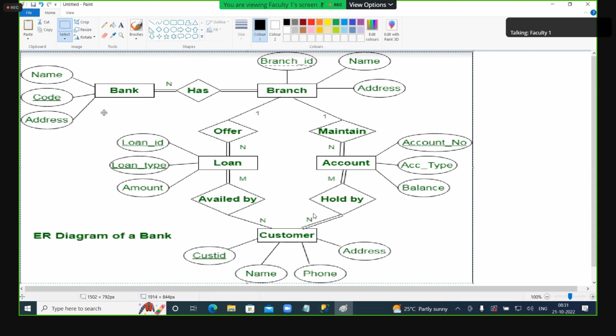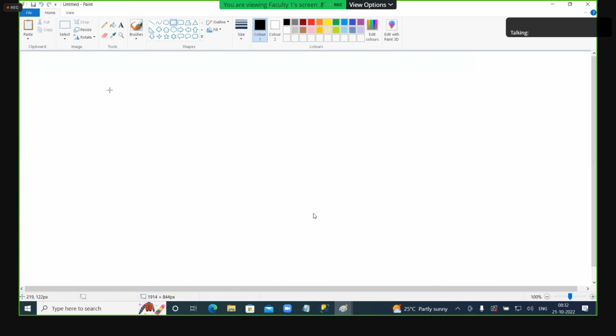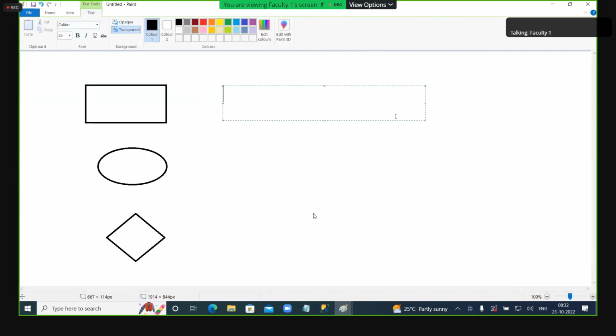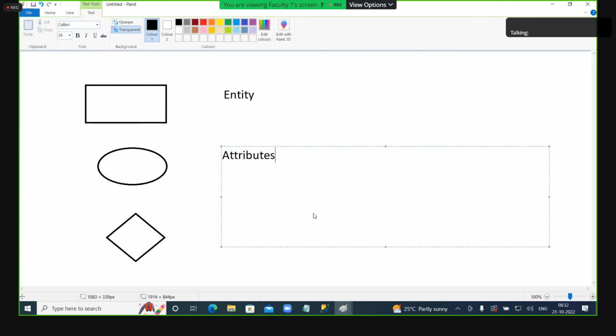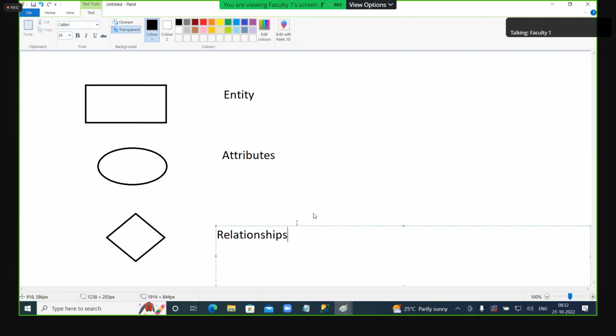Okay? One is this, one is this, one is this. Mainly you find these three symbols. What is this called? Entities. They are called entities. What is this called? Attributes. What is this called? Relationships. One is entity, one is attribute, one is relationship. So in an ER diagram we use these symbols: entity, attribute, relationships.